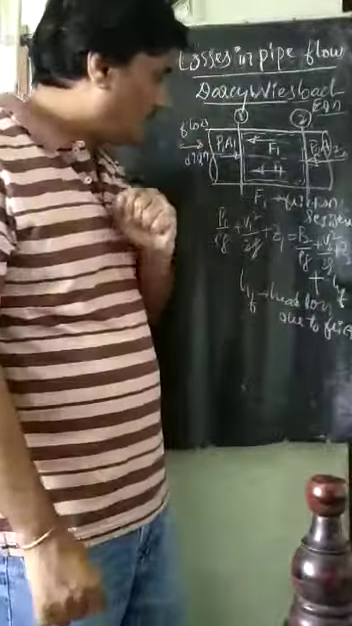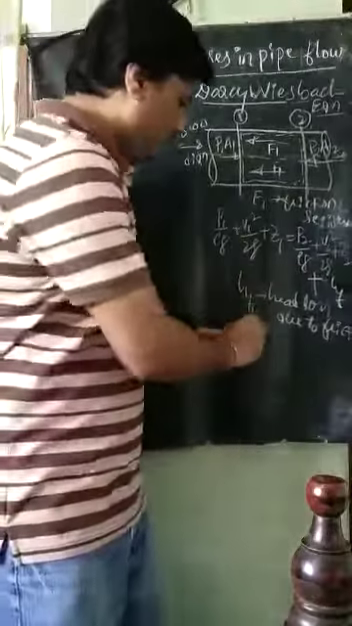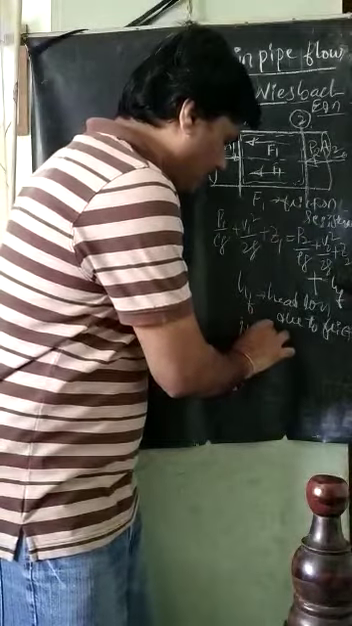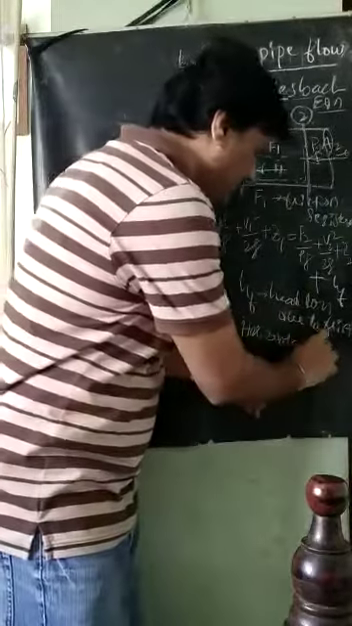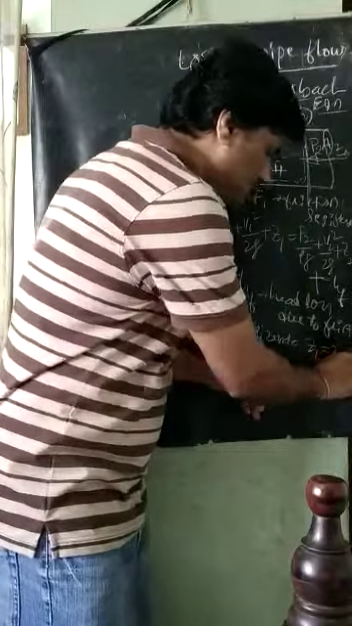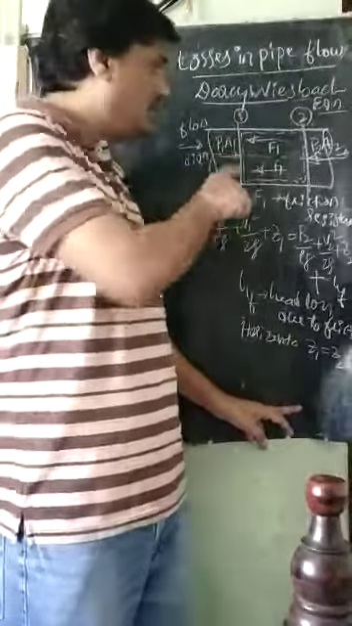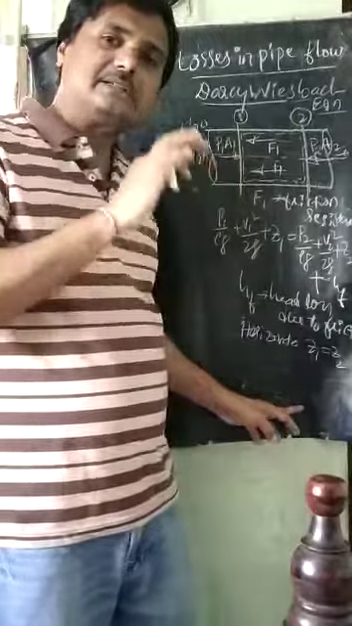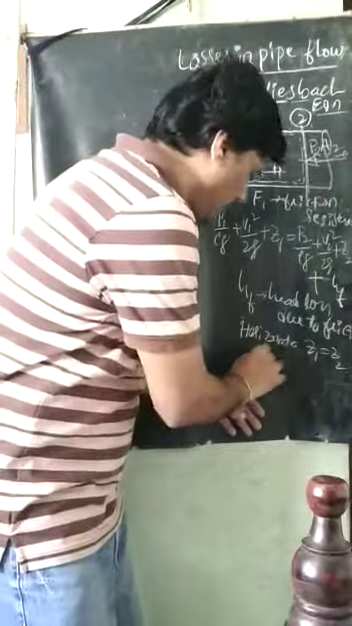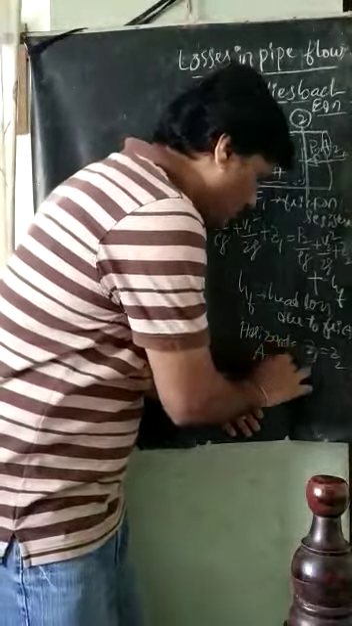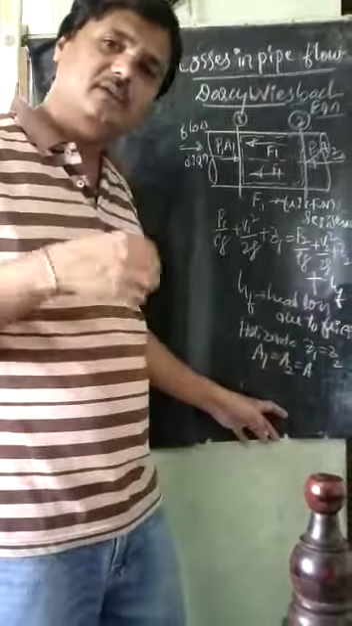So now I will simplify this equation. As we know, this pipe is horizontal here. This pipe is taken as horizontal. Then Z1 is equal to Z2 here. Now the cross-sectional area of the pipe at section 1 and 2 are the same here. Therefore A1 is equal to A2 is equal to A here now. Cross-sectional area is the same.